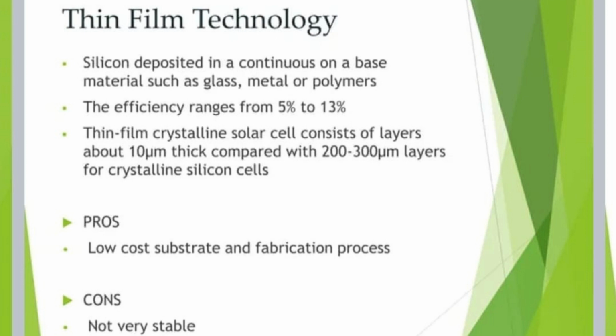It is basically when silicon is deposited on a base material such as glass, metal, or polymer. Its efficiency ranges from 5% to 13%. A thin film crystalline solar cell consists of layers about 10 micrometers thick, compared with 200 to 300 micrometer layers for crystalline silicon cells. The pros of thin film technologies are the low cost substrate and fabricating process. The con is that it is not very stable to use.